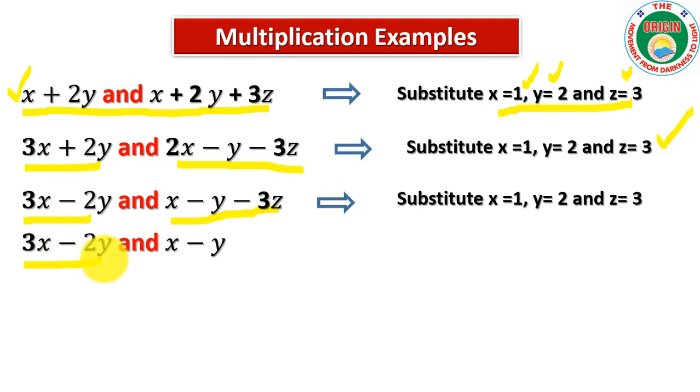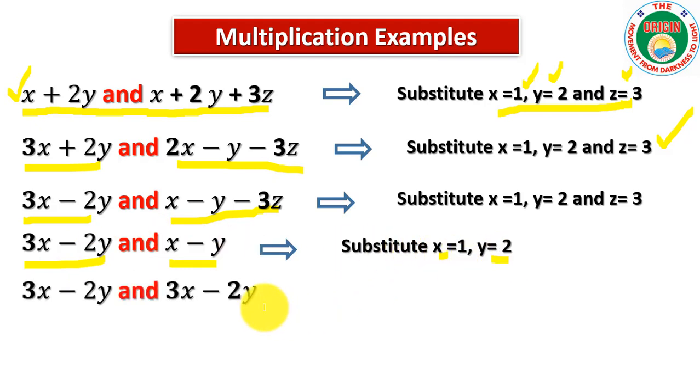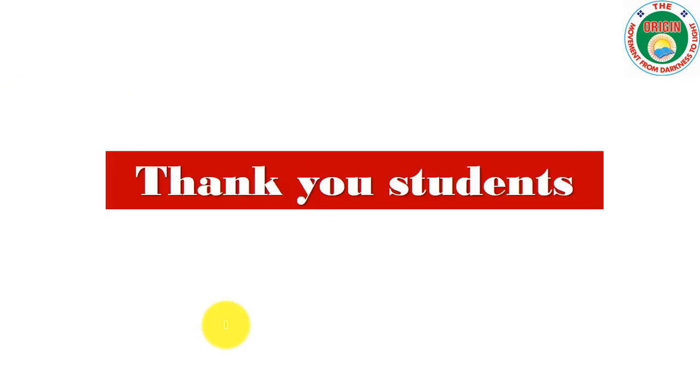Next, 3x minus 2y and x minus y. Same, substitute, two variables are there here, x equal to 1 and y equal to 2. 3x minus 2y and 3x minus 2y. Two same expressions I have taken, you should multiply them. Same, substitute the values x equal to 1 and y equal to 2. These are the problems. You should practice them.